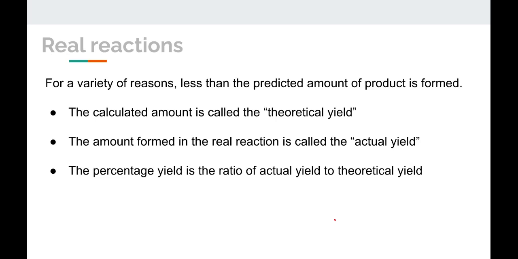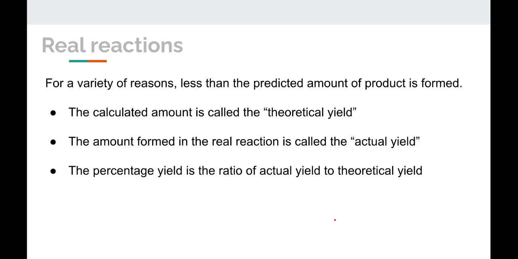And so there's a bunch of reasons that you might end up with not as much product as you actually predicted you would get. When that happens, we use something called percent yield to try to keep track of that. The calculated amount that you would get based on stoichiometry with the limiting reactant is called the theoretical yield. If you actually do the reaction, the amount that you get is called the actual yield. And the percent yield, as a percentage, is just the ratio of the actual yield to the theoretical yield.